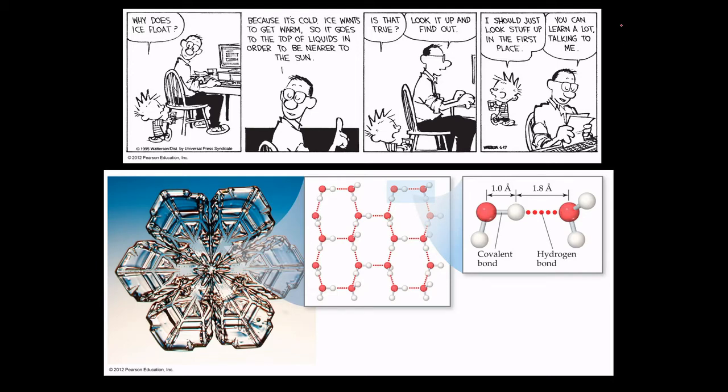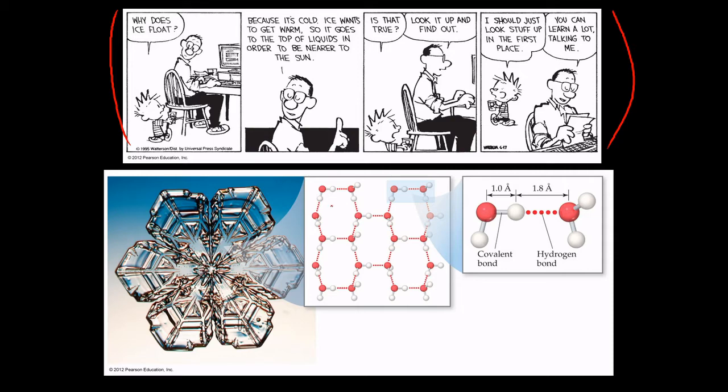So I have a nice little Calvin and Hobbes cartoon for you here. Why does ice float? Because it gets cold. Ice wants to get warm, so it goes to the top of liquids in order to be nearer to the sun. Is that true? Look it up and find out. I should just look stuff up in the first place. You can learn a lot talking to me.